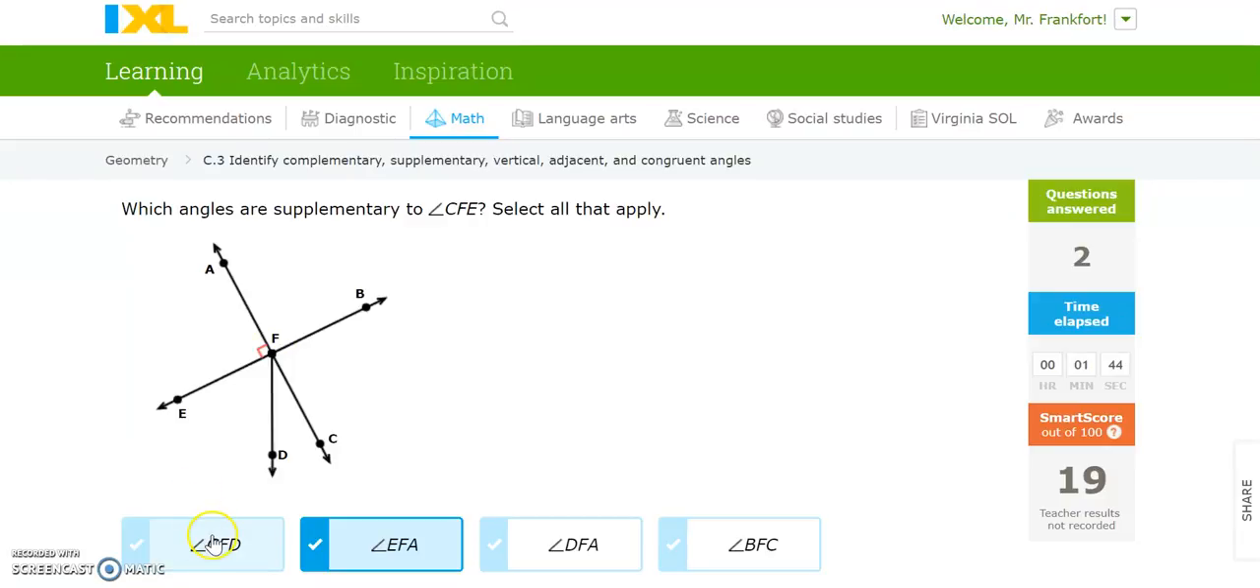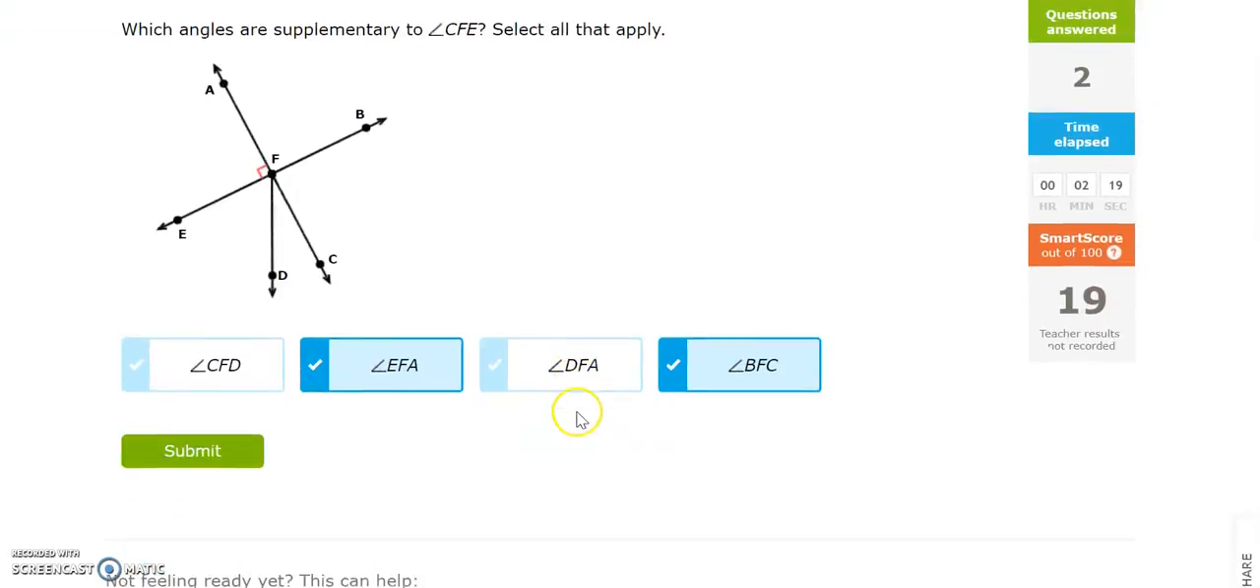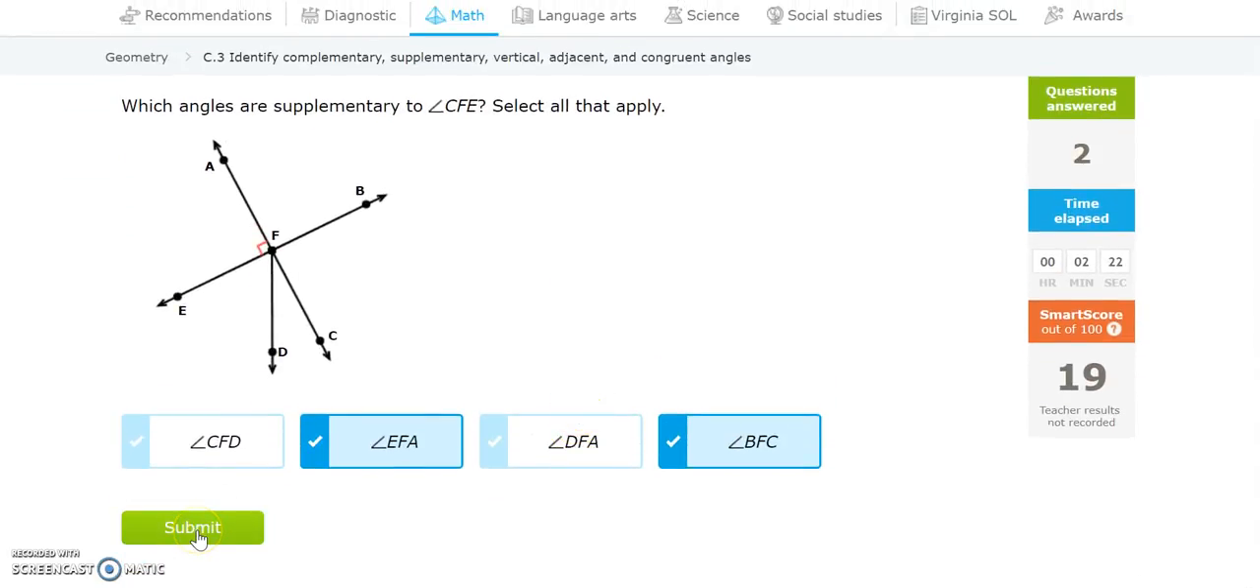Let's look at each one. CFD, too small. That would not add to make 180. DFA, too big. I'm looking for something that looks like a 90, and DFA looks big and obtuse, way more than 90. BFC, BFC does look like 90. Notice it's vertical to the 90 at AFE, so of course it's got to be a 90 also. BFC is the other good choice here. If you get one of these where they're looking for multiple answers, take your time and look at each one carefully, and feel free to raise your hand if you want us to take a look at it over your shoulder.